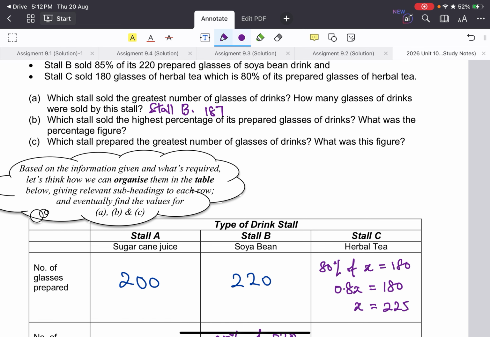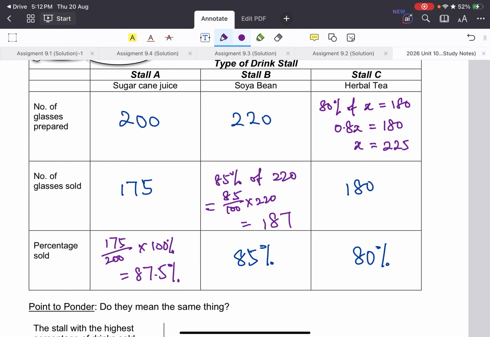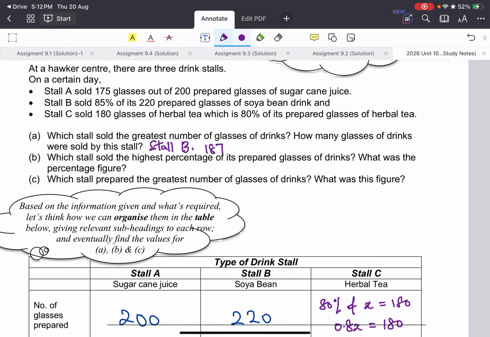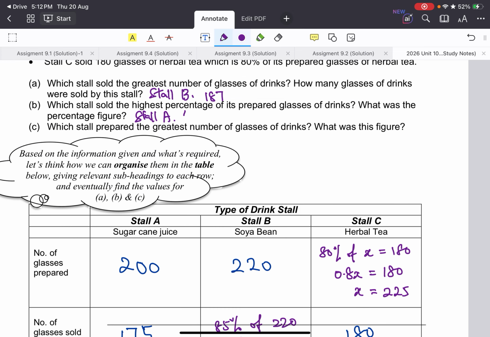Which store sold the highest percentage? Now we compare the percentages. Store A wins, because the highest now is 87.5%. Next, which store prepared the greatest number of glasses?